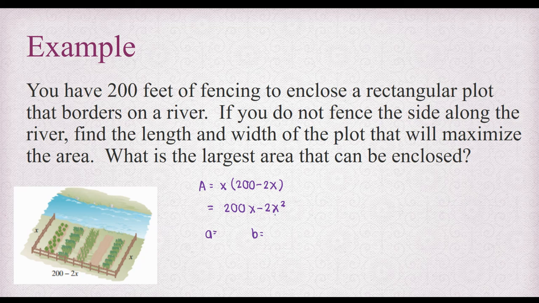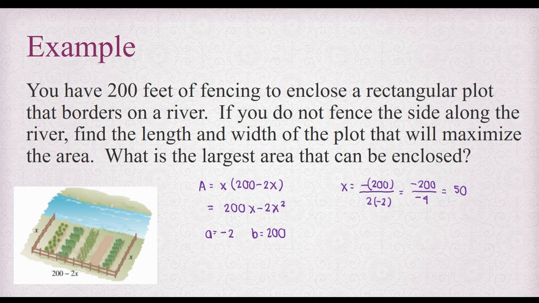And now that I have that, I can identify a and b, so I can start calculating what x is. So remember, x squared, the number in front is the a, so that's going to be negative 2. And then the number in front of x is 200, that's b. So I know to start solving for x, I'm going to do negative b over 2 times a. So we'll have negative 200 divided by negative 4, and that's going to give me 50.